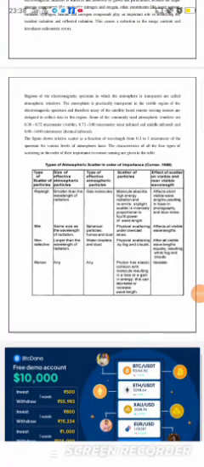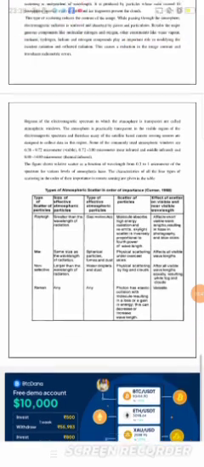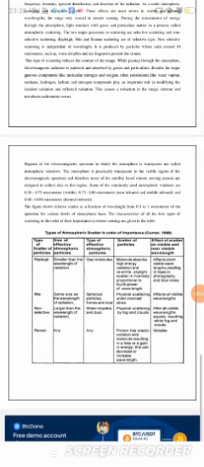Okay, this is the table that shows the atmospheric scatter in order of importance. Rayleigh, Mie, non-selective, and Raman scattering. This is the basis for remote sensing data occurrence.